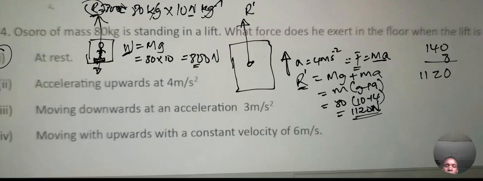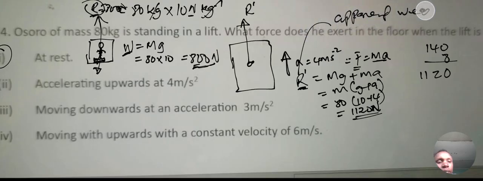Now, if it is accelerating downwards, that means the floor is not pushing on you as much because it is moving away from you. And therefore, the R will be less than the actual weight. So this is what we call apparent weight, and 800 is the actual weight. So if the lift accelerated downwards with this value here, that means he will weigh less.